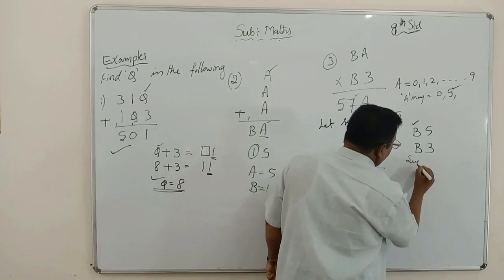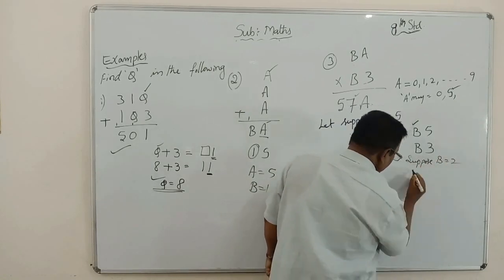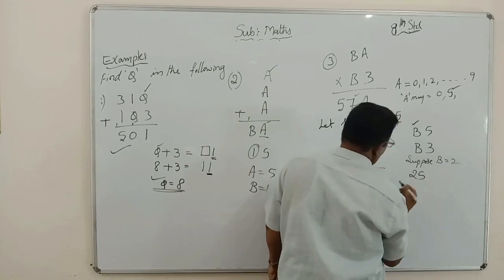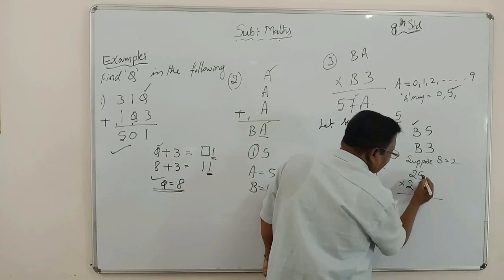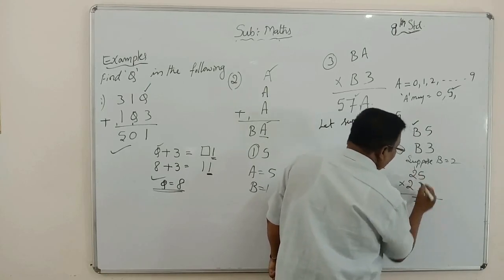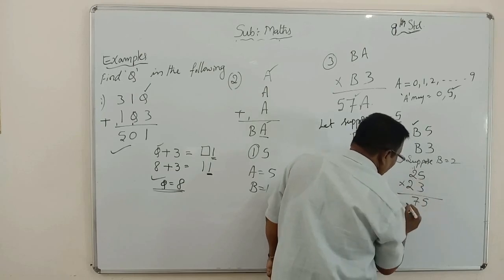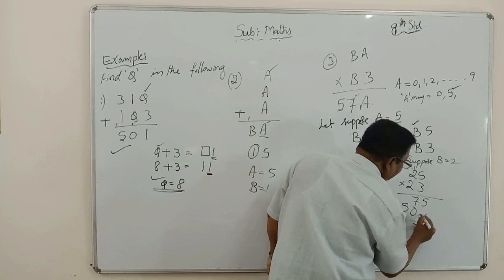Suppose B is equal to 2. It means 25 into 23. It is nothing but 3 5s are 15, 3 2s are 6, 7. 2 5s are 10, 2 2s are 4, 5. This is 5, this is 7, this is 5.